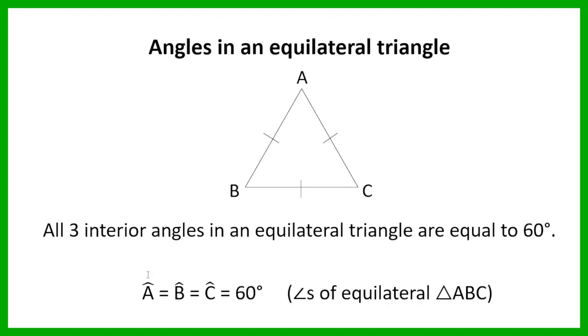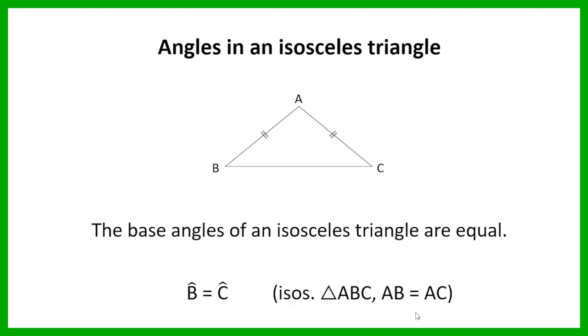The next rule is the angles in an equilateral triangle. We found that when you have an equilateral triangle, all of the angles will be equal to 60 degrees. They're all equal to each other, and they're all equal 60 degrees. Remember, an equilateral triangle is a triangle that has all three sides that are equal to each other. So I can say angle A plus angle B plus angle C, they're all equal to 60 degrees, and our reason is angles of equilateral triangle ABC.